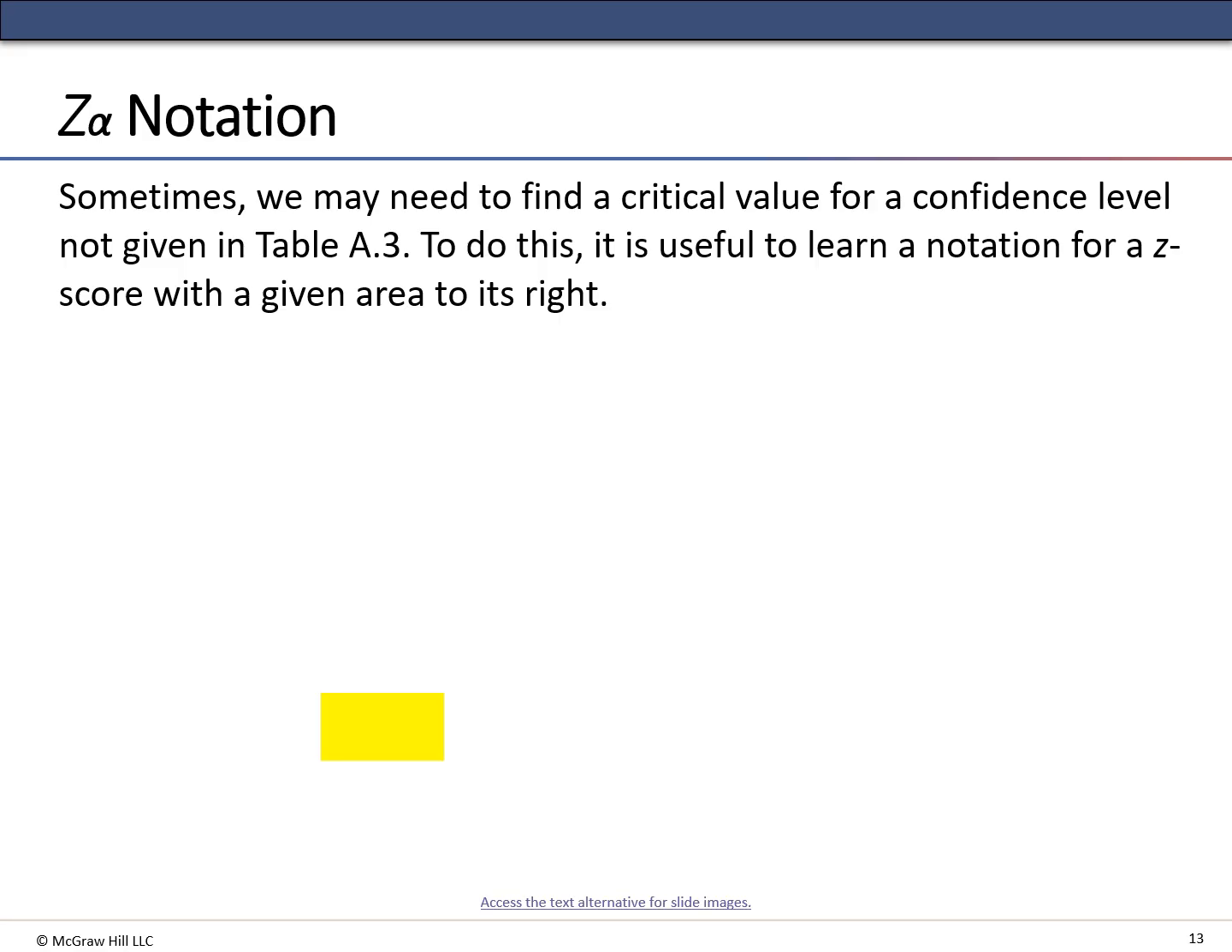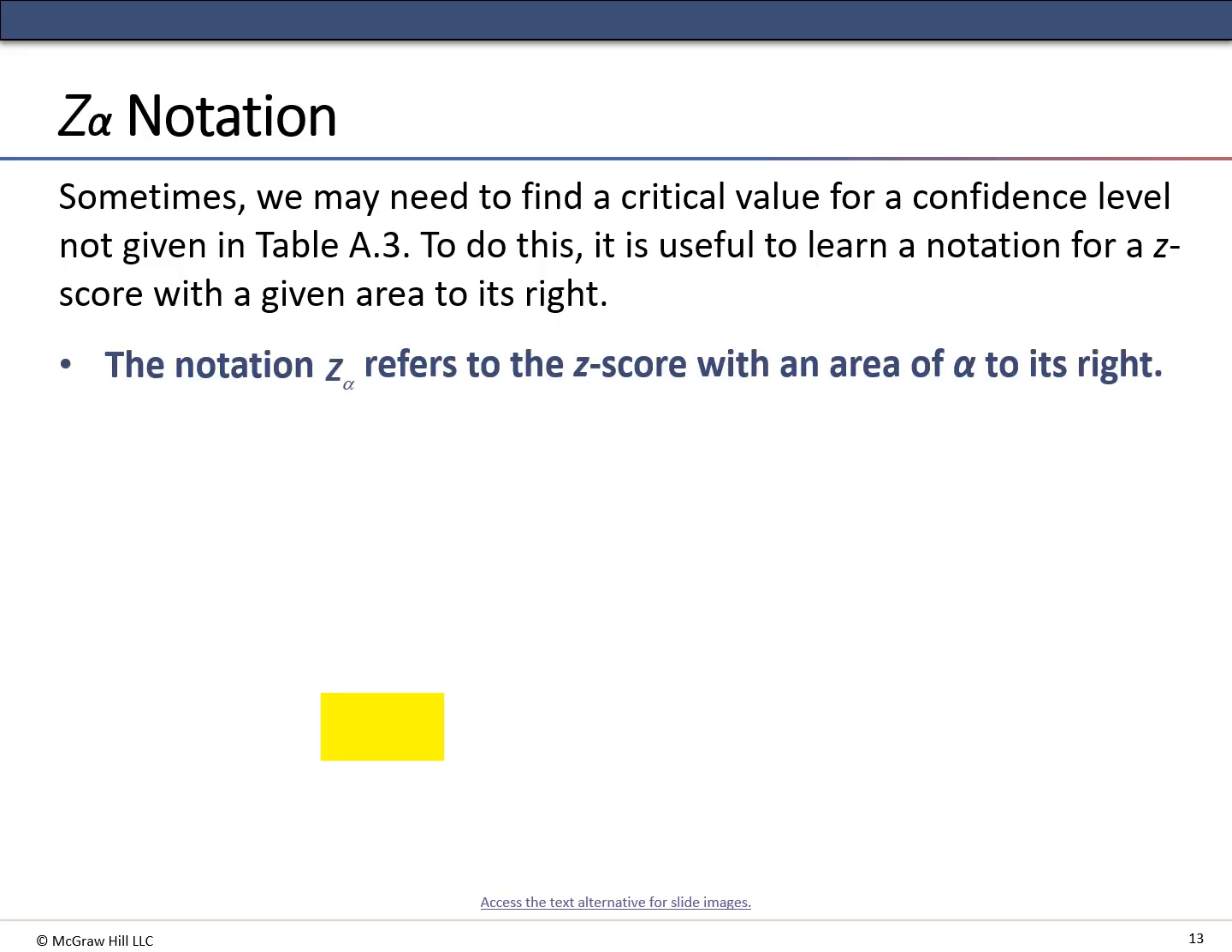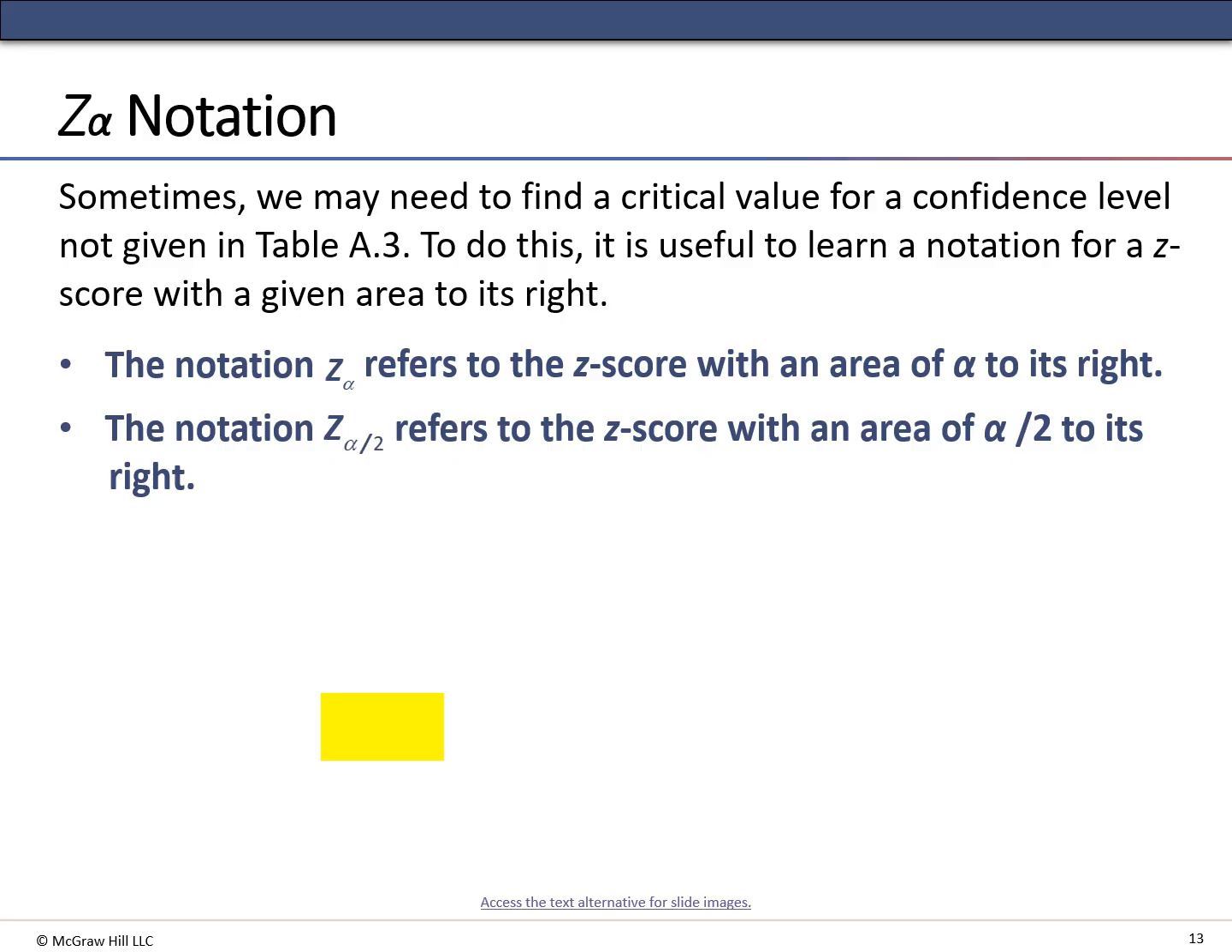So this gets a little confusing. Sometimes we need to find a critical value for a confidence level that's not given in table A3. To do this, it's useful to learn a notation for z-score with a given area to its right. The notation z sub alpha refers to the z-score with an area of alpha to its right. Z sub alpha over 2 refers to the z-score with an area of alpha over 2 to its right.